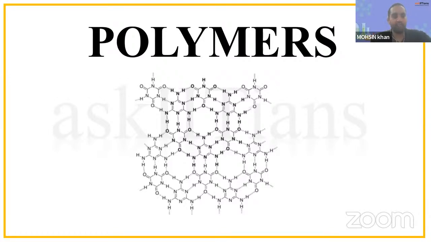You will find at least one question from the Mains exam from the polymer chapter, and it is a very easy chapter, and you will find a very easy question from it. Basically, you will get a question regarding the type of polymer and the monomer. So let's start the polymer.